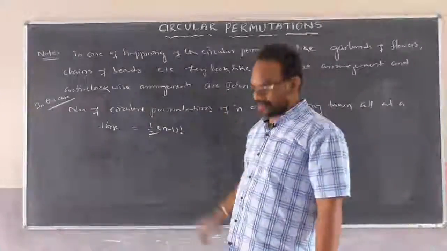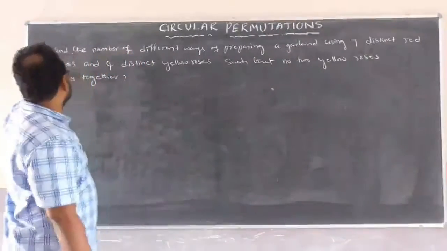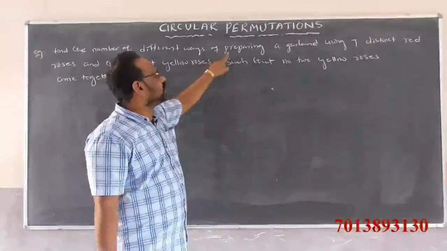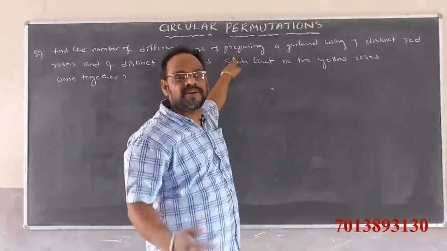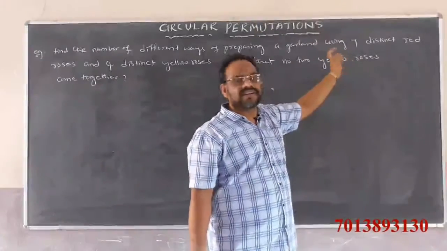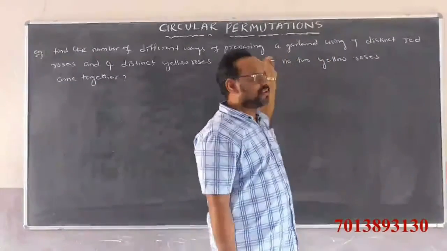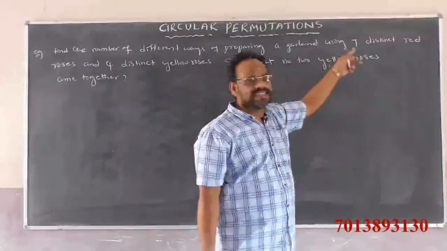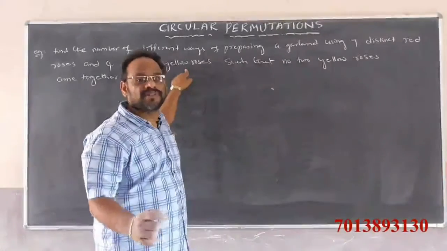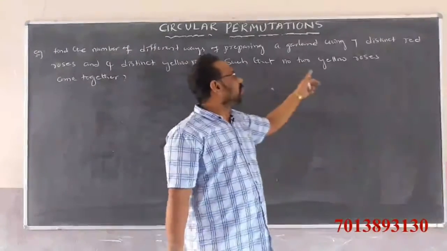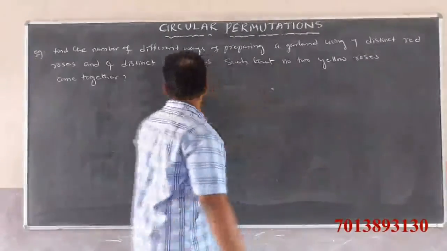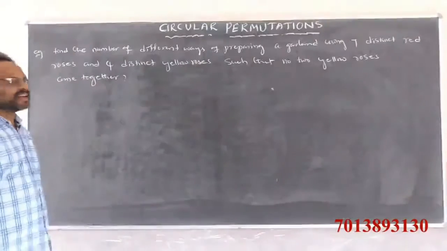Let us discuss one example. Find the number of different ways of preparing a garland using 7 distinct red roses and 4 distinct yellow roses, such that no two yellow roses come together.